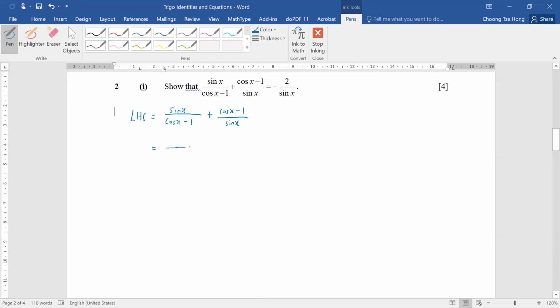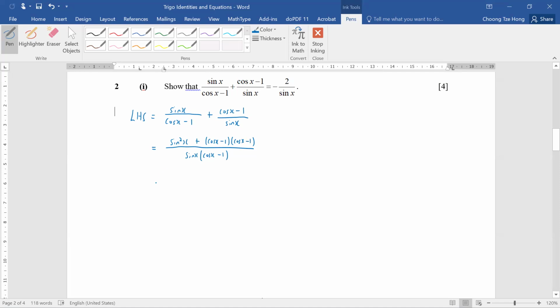We will get a common denominator of sin x times cosine x minus 1. On the term on the left, we'll multiply in a sin x, so it becomes sin square x. Then on the term on the right, we'll multiply by another cosine x minus 1, so it will be cosine x minus 1 times cosine x minus 1.